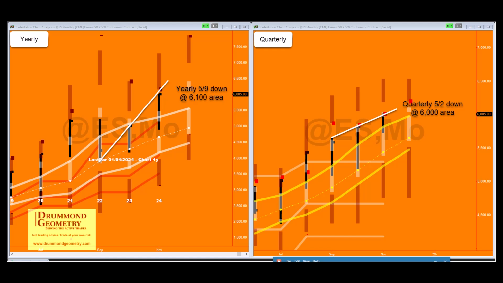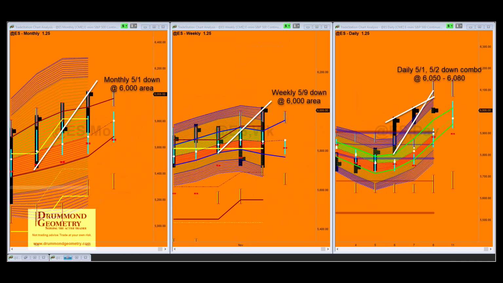So we've got yearly and quarterly in resistance areas. Let's move over onto the monthly chart. With the monthly, from the bottom 2 months ago to the bottom last month projected onto this month's bar, that white line is called a 5-1 down, and that's a high probability stopping point. So we have a 5-9 high probability, a 5-1 high probability on yearly and monthly basis, and a quarterly resistance area. That resistance area on the monthly chart is again right around 6,000.